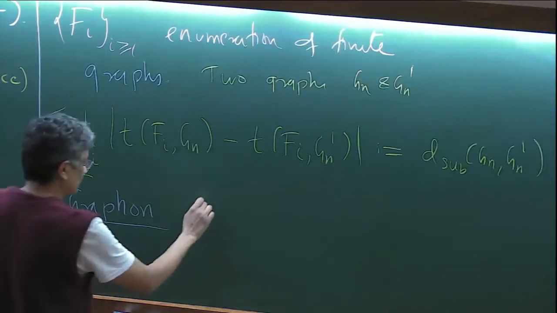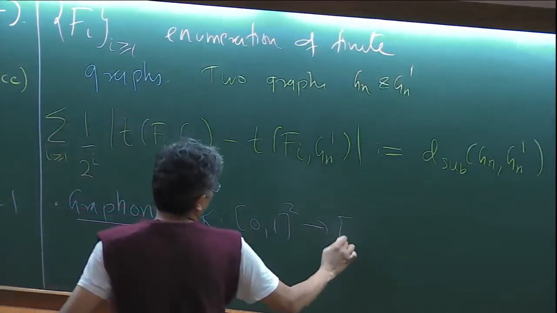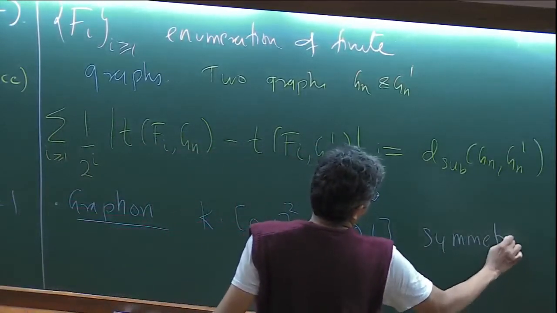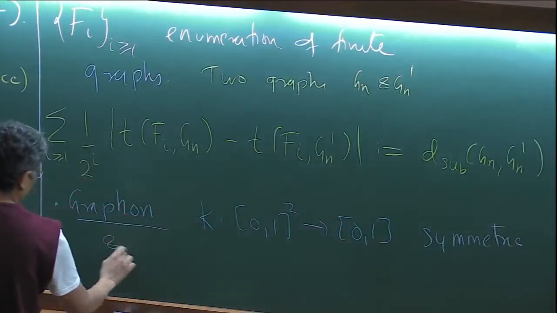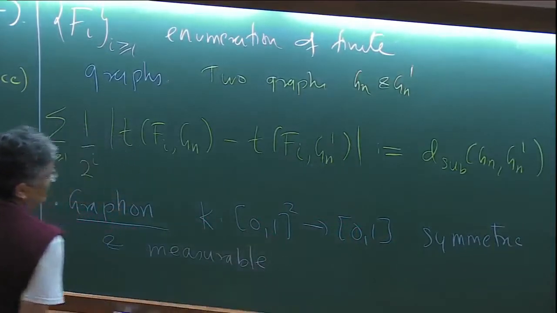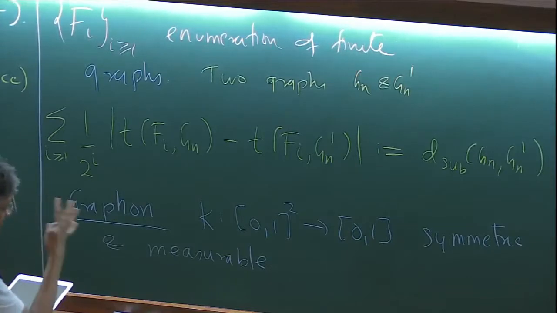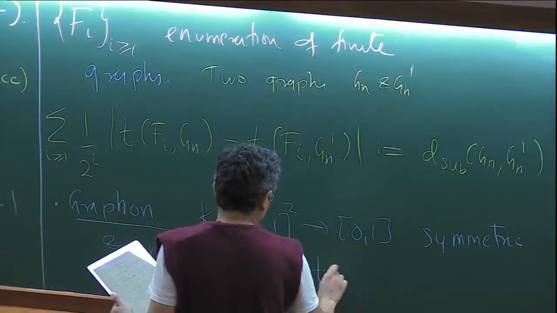So these are, by definition, just symmetric functions on the unit square. Any symmetric measurable function is called a graphon. That's the definition of a graphon. And for any graphon, which I'll define abstractly right now and come back to connect up, you can define a subgraph density.